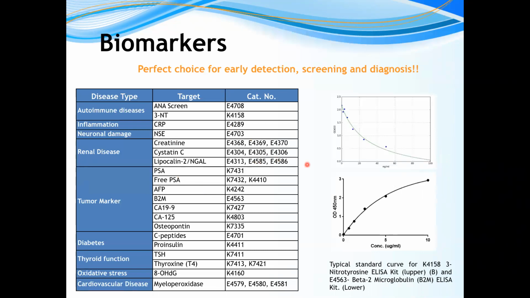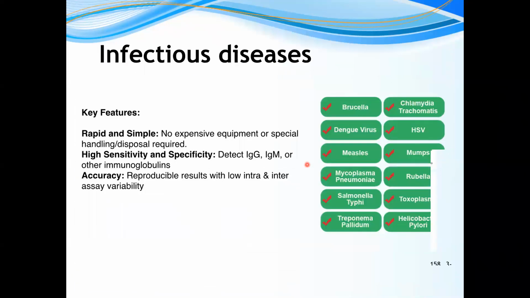Next category in our ELISA kit portfolio is the ELISA kit for infectious diseases. Currently we offer ELISA kits for these targets. This is our current portfolio. We offer ELISA kits for different disease targets. You can see here dengue virus, measles, HSV, mumps.